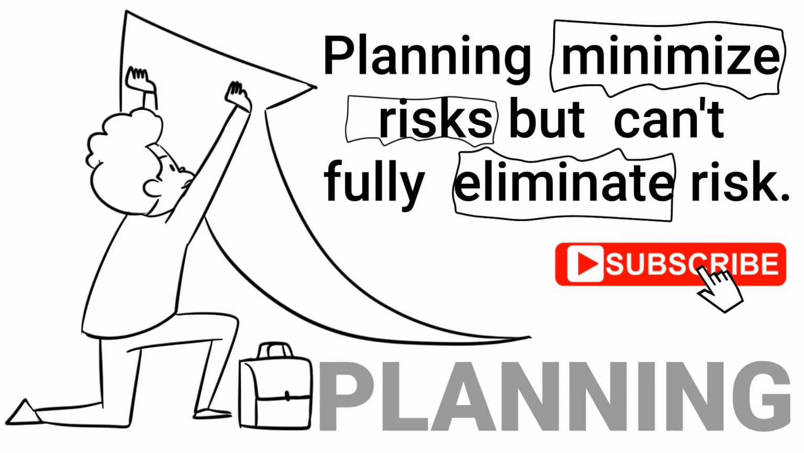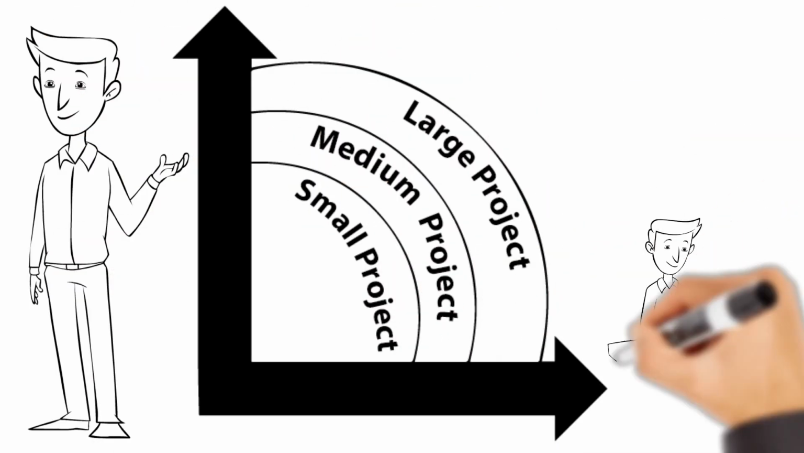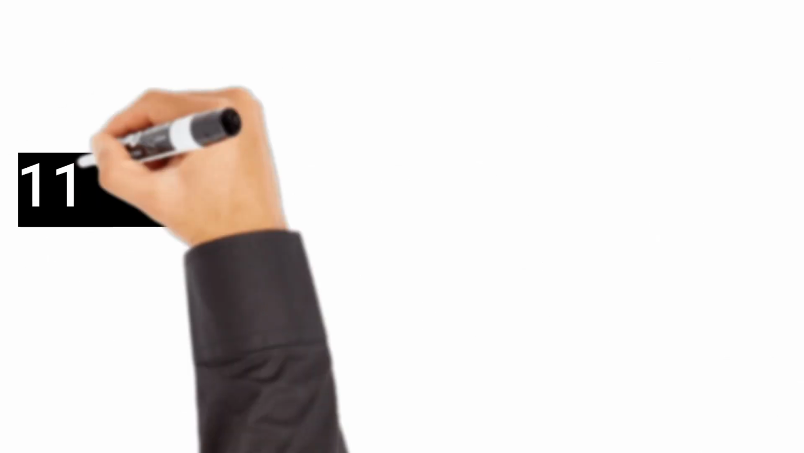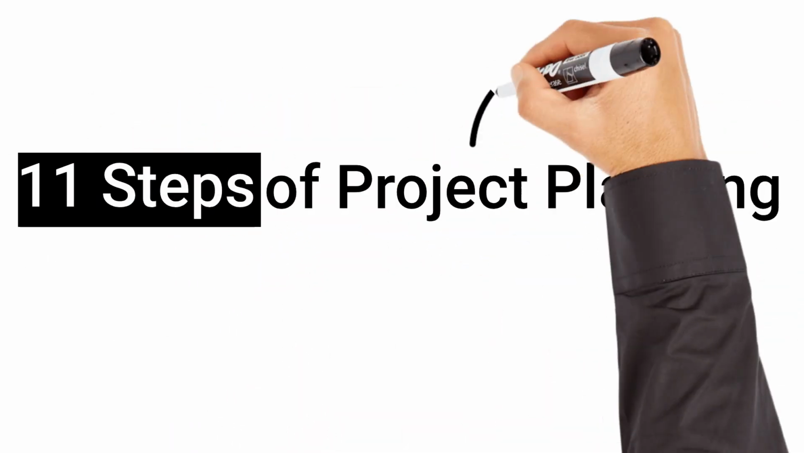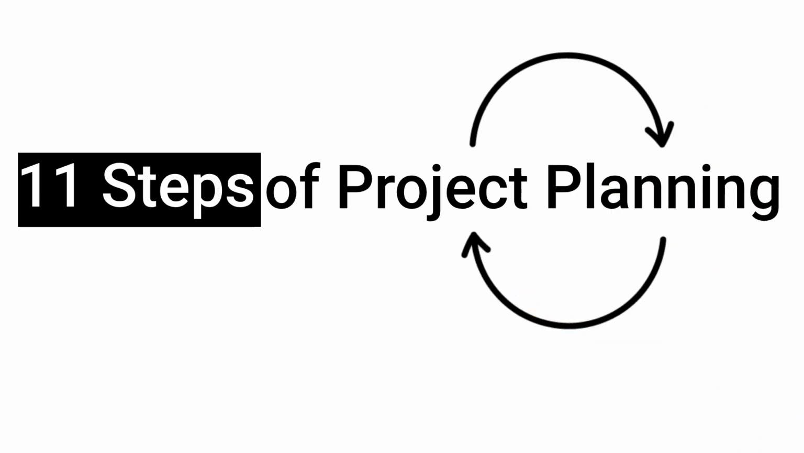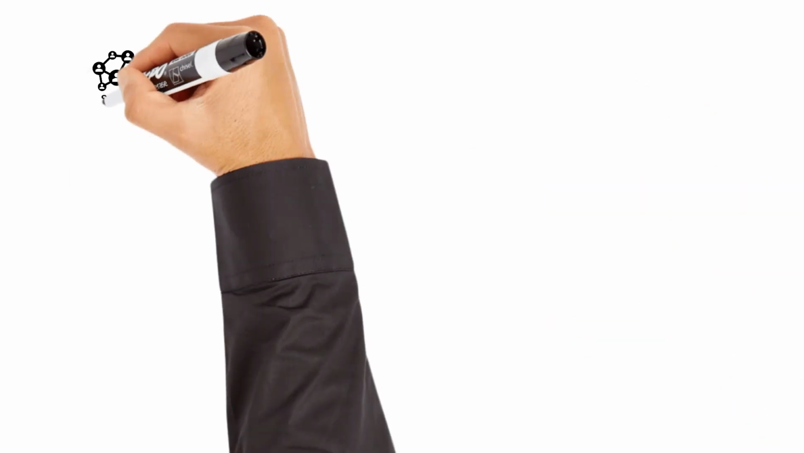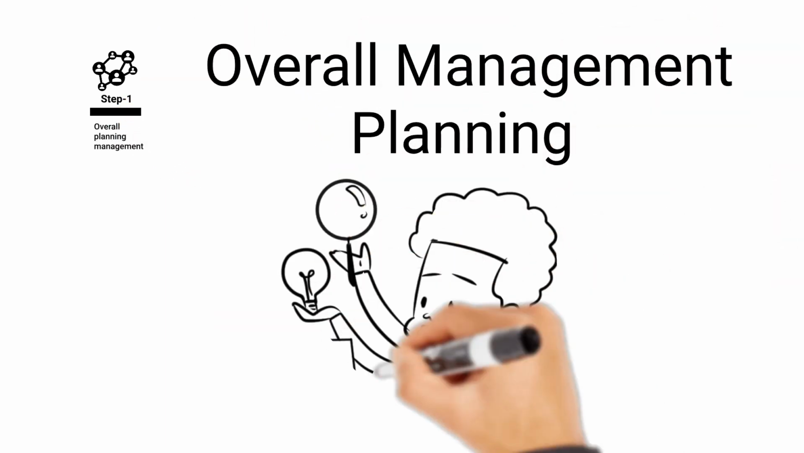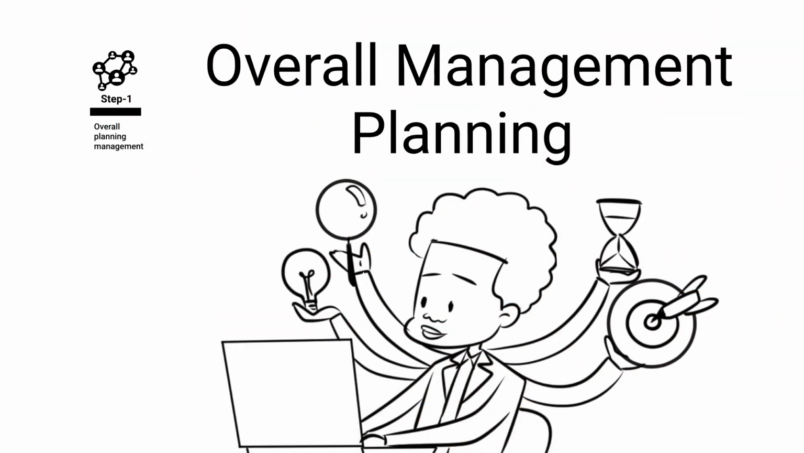So, depending on the type of project and its complexity, there can be different approaches to plan a project. However, project planning requires an in-depth step-by-step analysis of project activities. There are 11 steps that should be performed in the set order to come up with an effective plan. The first step is to perform overall management planning. This step is to determine how you will plan and integrate each work area of the project.